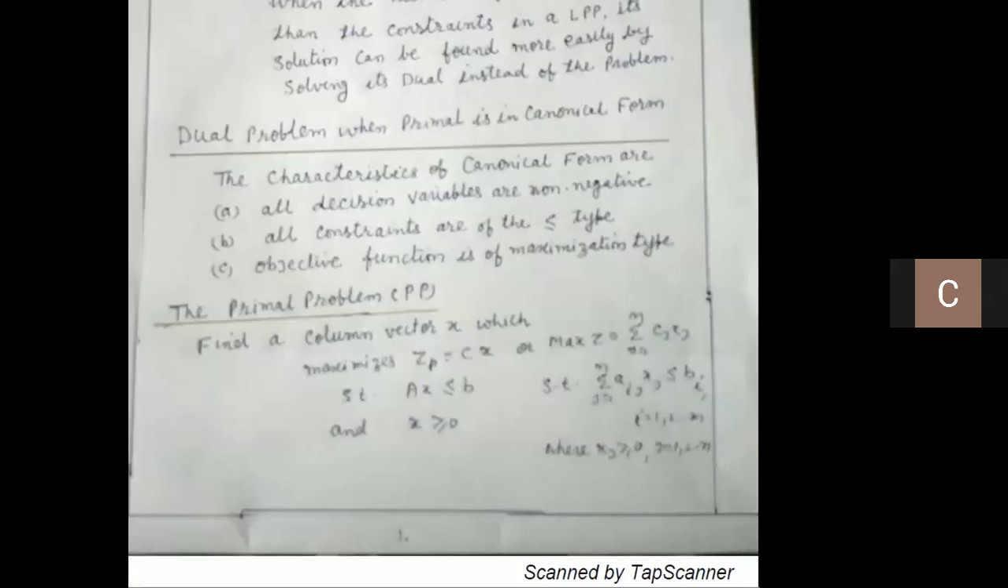Dual problem when the primal is in canonical form. The characteristics of canonical form are: A. All decision variables are non-negative. B. All constraints are of the type less than or equal to. C. Objective function is of maximization type.